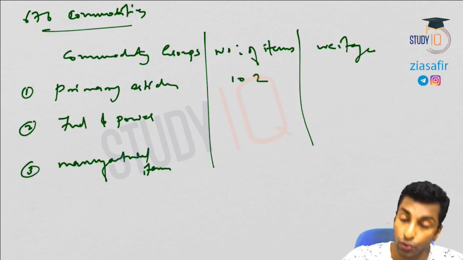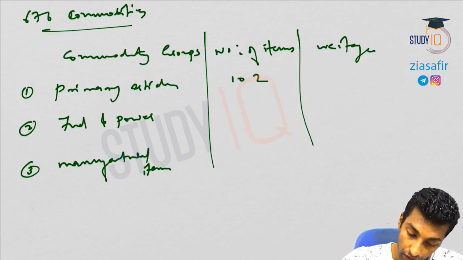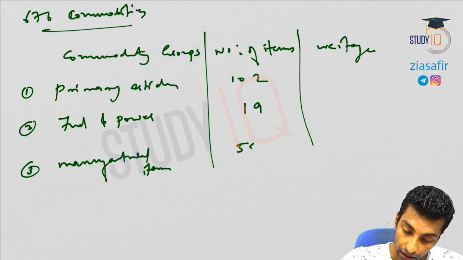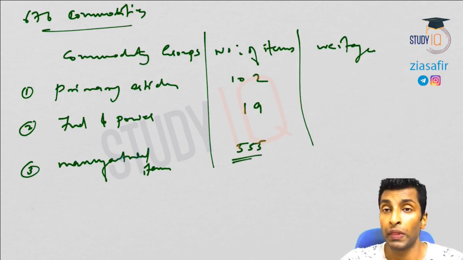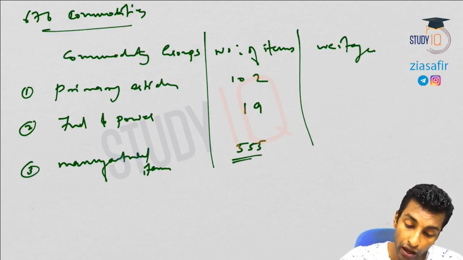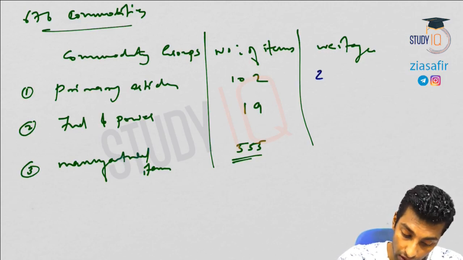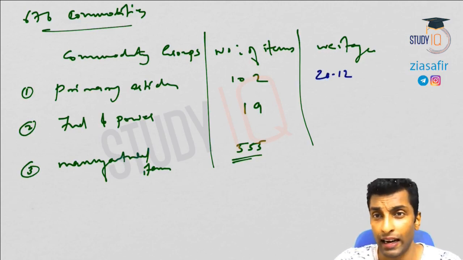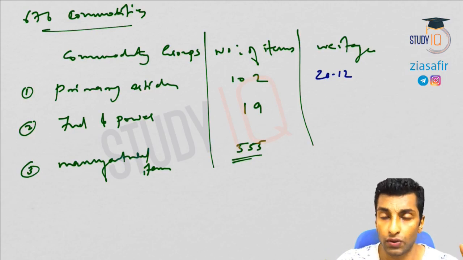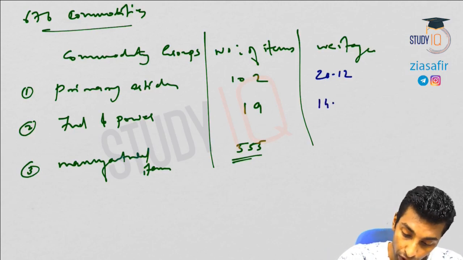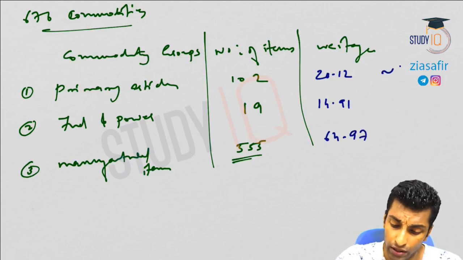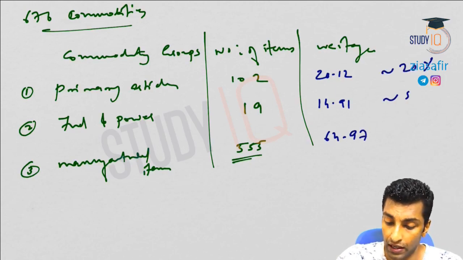Primary articles 102 items. Here fuel and power 19, here 555. So here you can see some addition may happen. Now weightage, this is 20.12. Exactly you don't need to know, approximately 20, that is what you need to know. 14.91, 64.97. So what you need to know is this is around 20%, this is around 15%, and this is around 65%.